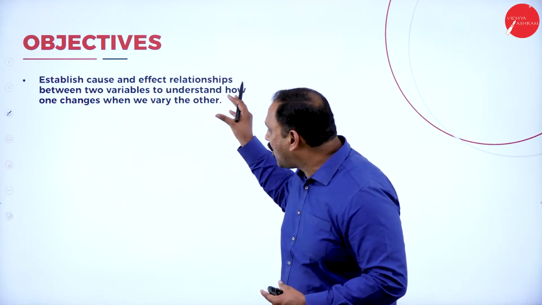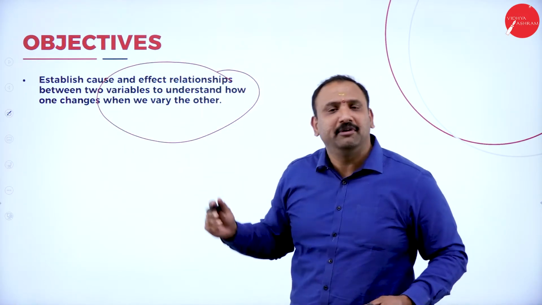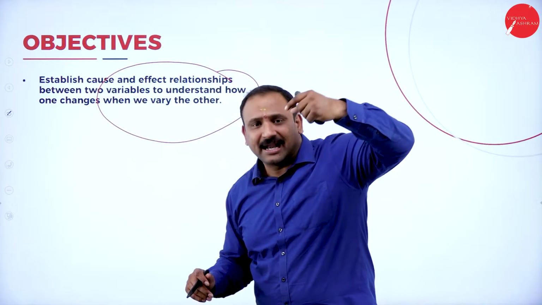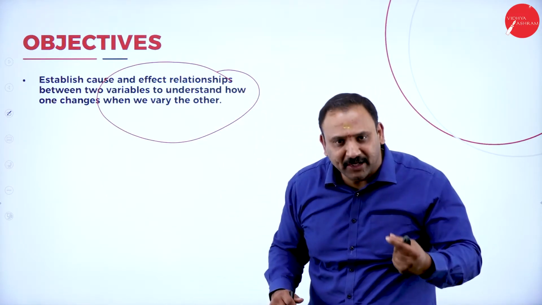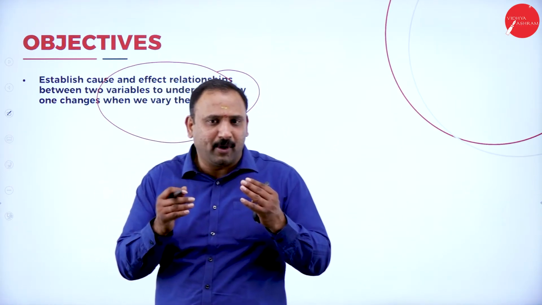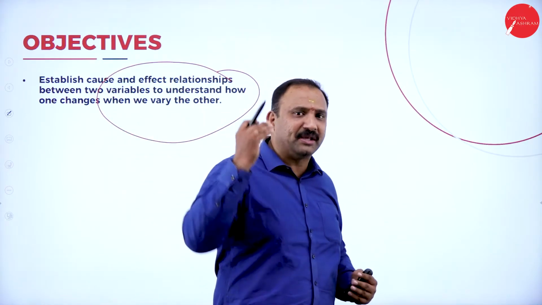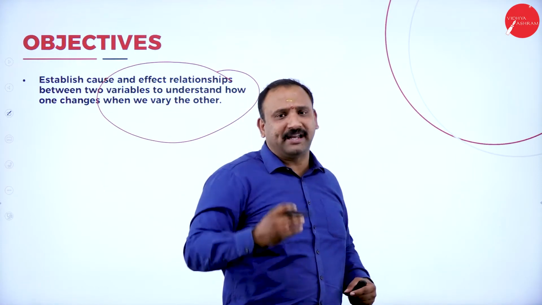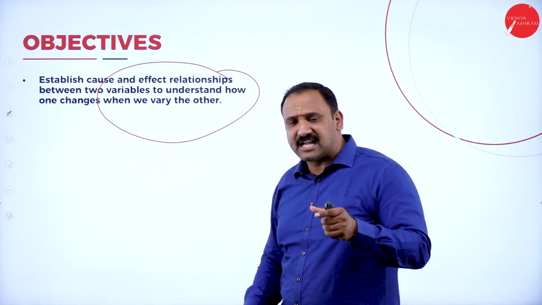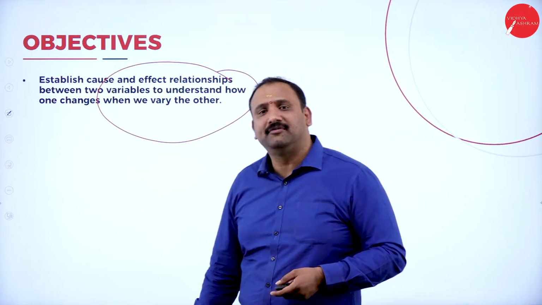Next, establish the cause and effect relationship between two variables to understand how one changes when we vary the other. So if I take a product like Cadbury's, ITC Bingo, or Nestle's Maggi, there is some factor where I am trying to talk about the relationship between fast food and the consumer, or the relationship between the consumer's attitude and the buying behavior. These minute details can be understood when we start getting into the cause and effect relationship in terms of the variability.